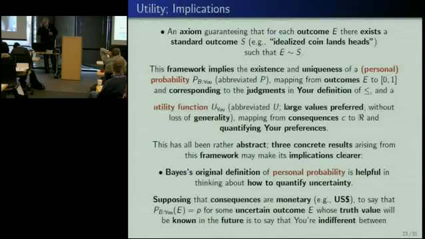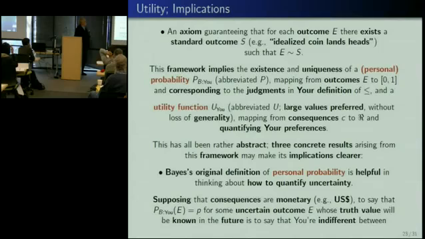So this is pretty abstract. Here are 3 concrete results that come directly from this way of trying to make decisions. Firstly, Bayes' original definition of personal probability comes right out of this framework, and it's actually quite a beautiful way to think about how to quantify uncertainty. So let's suppose for the moment that consequences are monetary, and let's say in US dollars, because that's what we all think in.